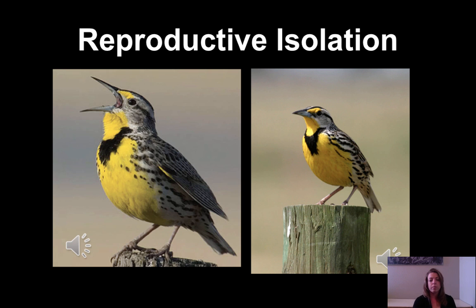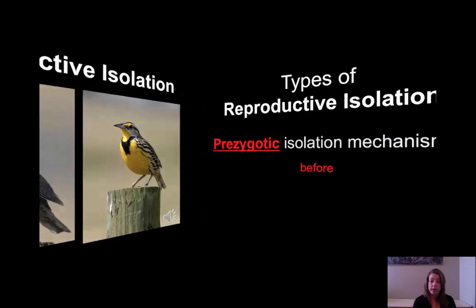And so if you know anything about birds, or you've listened to birds before, you know that they are incredibly specific about their calls. Because their songs are so distinct from one another, they are not going to be attracted to mates, potential mates of the opposite species. And so that's going to keep them from interbreeding.